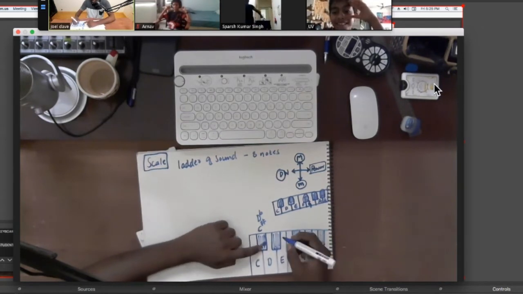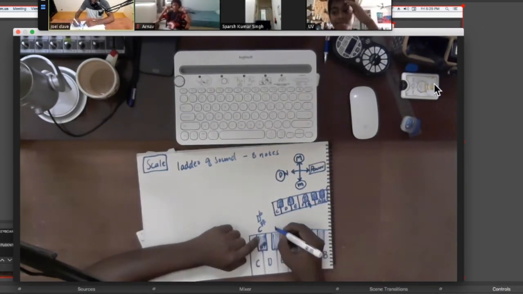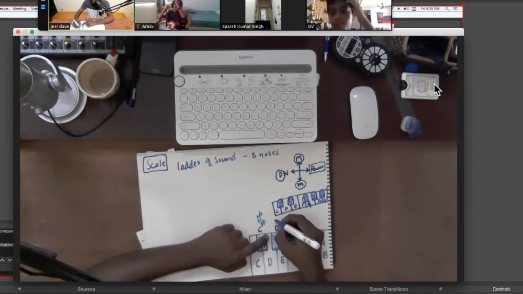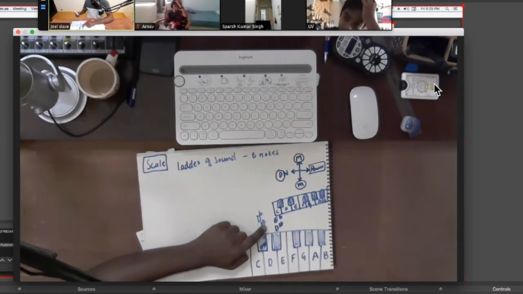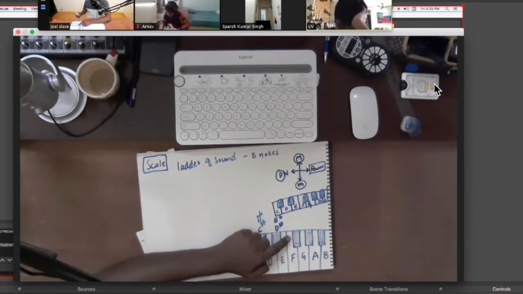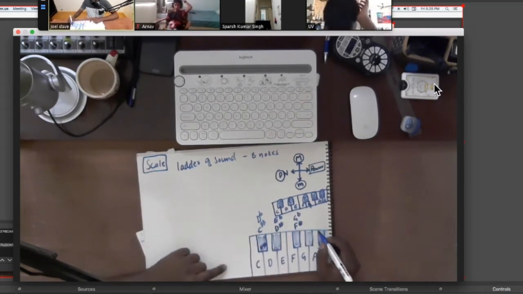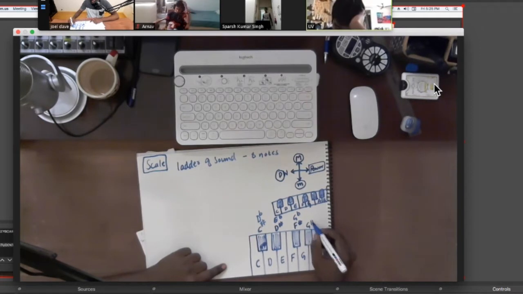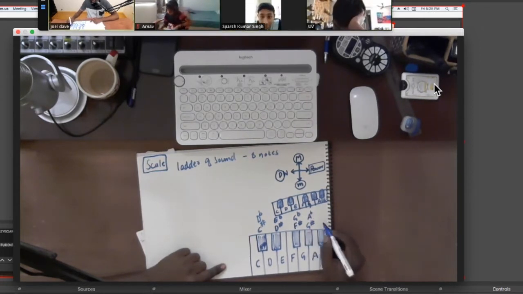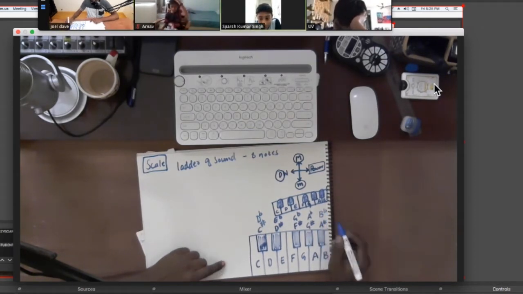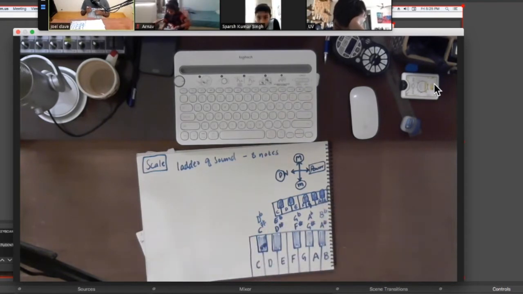Okay, so we will know about this a little later. Now, this is also called a D sharp or an E flat. What about this? F sharp and a G flat. Good. Next is G sharp or A flat. What's the last one? A sharp and B flat. Great. So that's about the notes.